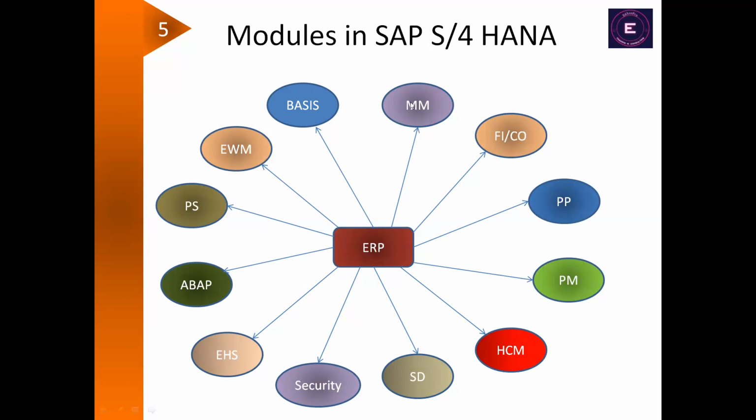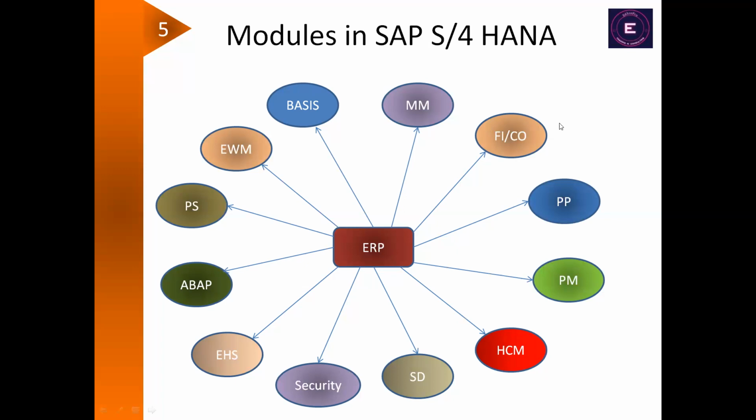Okay. Now, what is MM? MM is called material management, which is called sourcing and procurement in S4HANA. Earlier, it was called material management, but in S4HANA, we call it sourcing and procurement. They take care of the procurement activities of the organization, procurement and inventory management.